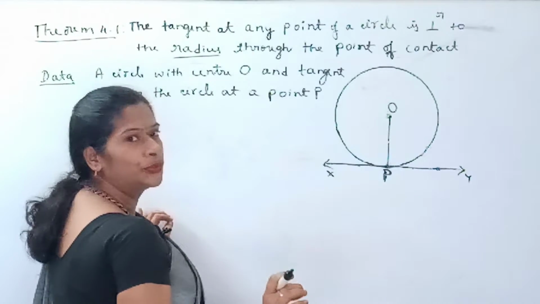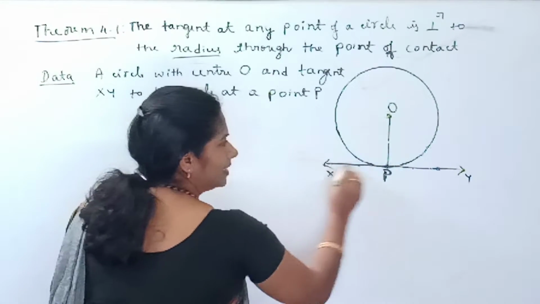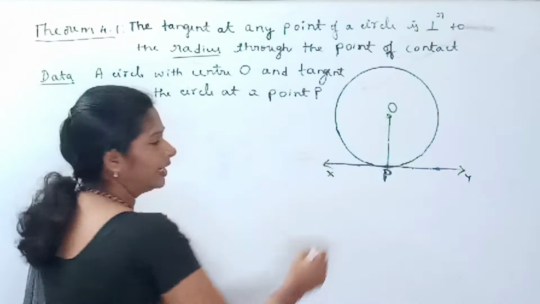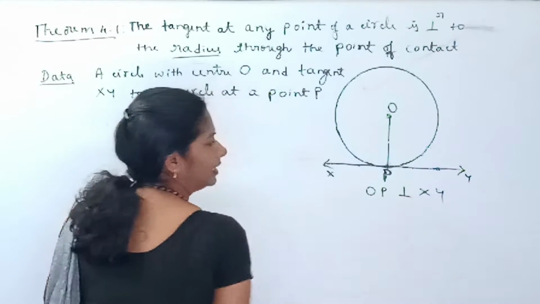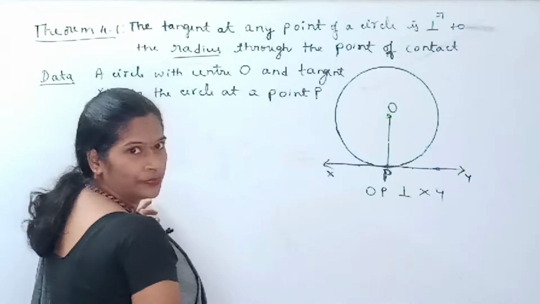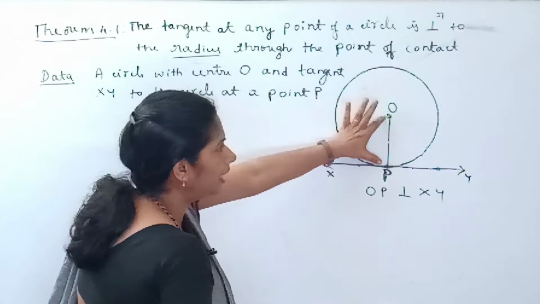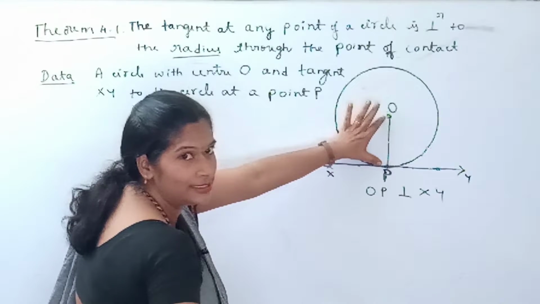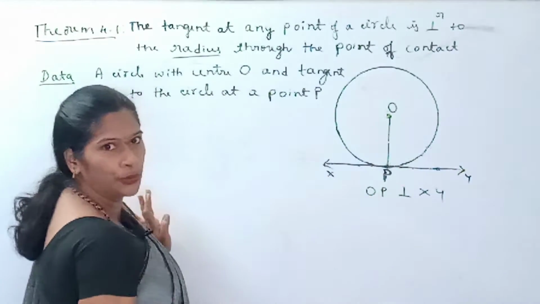Now we need to prove that the radius drawn to the point of contact is always perpendicular to the tangent, meaning OP is perpendicular to the tangent XY. How will you prove it, children? We have to prove that OP is the shortest distance from all the other points on XY. Is it clear?